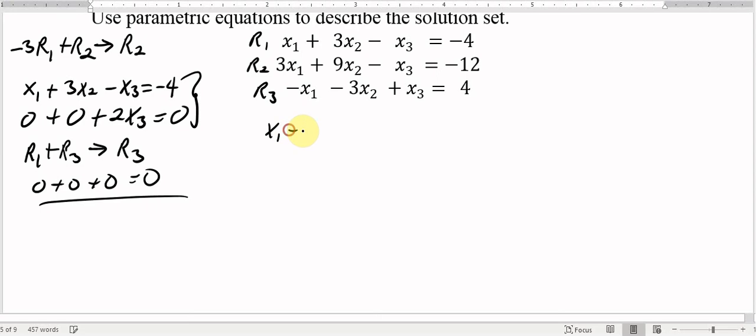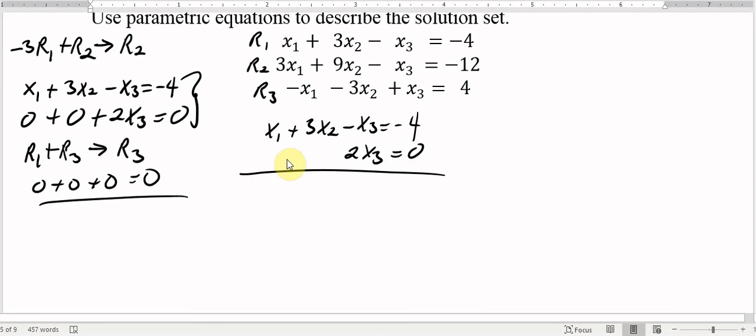So that first equation, there was no change on it. That second equation that we ended up with, that negative 3 times this negative 1 is a positive 3, minus 1. That became a 2x sub 3, and that's equal to 0. And then that last equation just canceled out. So this is all we have here. If I solve for x sub 3, 2 times what gives us 0? Well, this implies that x sub 3 is equal to 0.